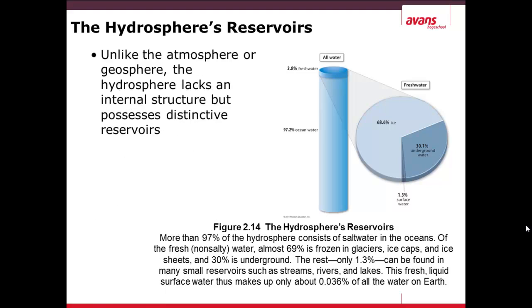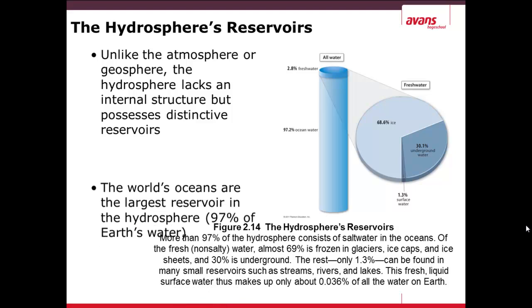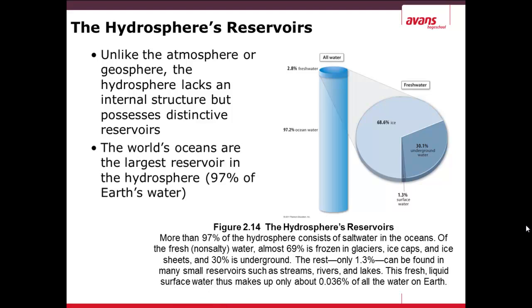So unlike the atmosphere or the geosphere, the hydrosphere lacks an internal structure, but does possess distinctive reservoirs. The world's oceans are the largest reservoir of the hydrosphere at 97%. So 1.3% of 2.8% means that the available fresh liquid surface water that we are able to use is only 0.036% of the hydrosphere. Only that small amount is available to us.